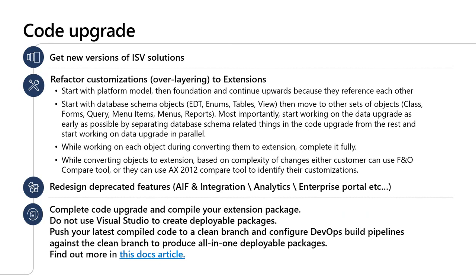Complete code upgrade and compile your extension package. Do not use Visual Studio to create deployable packages. Push your latest compiled code to a clean branch and configure DevOps build pipelines against the clean branch to produce all-in-one deployable packages.